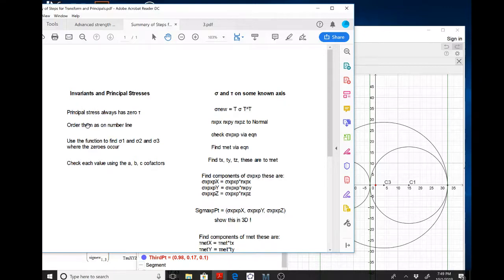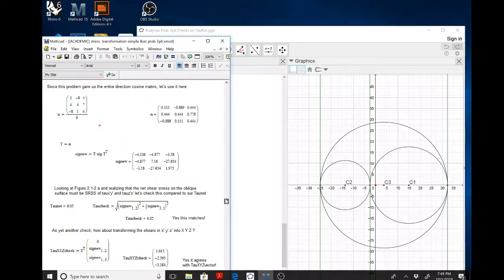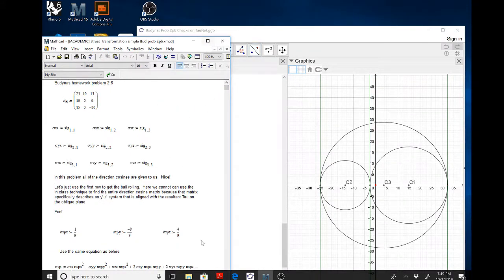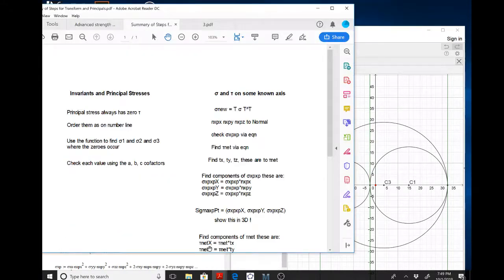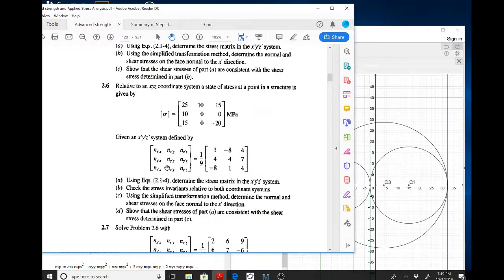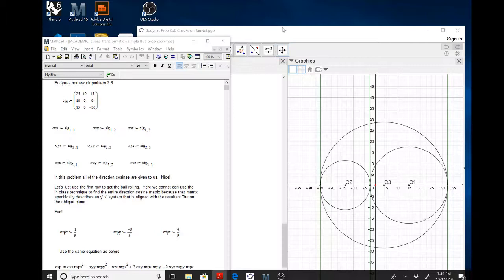Finding the principal stresses, ordering them on a number line, doing that through that function, and then using it with the cofactors. And then we're going to find the net sigma x'x' on that plane. And this one is a nice problem because he gives us the full N matrix, which is the T matrix for us, the transforming matrix, right? All right, so let's set it up, and I'll show you how to do this in GeoGebra.